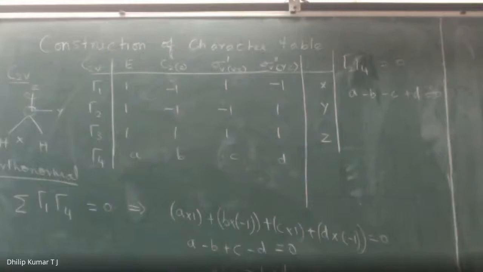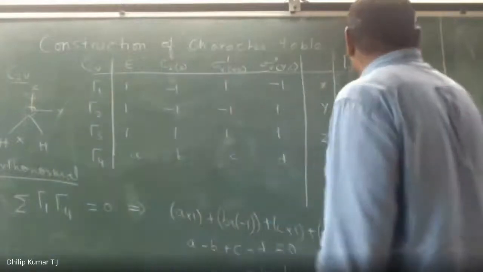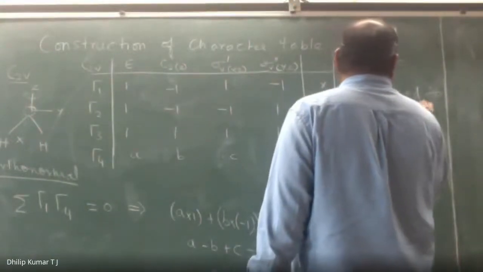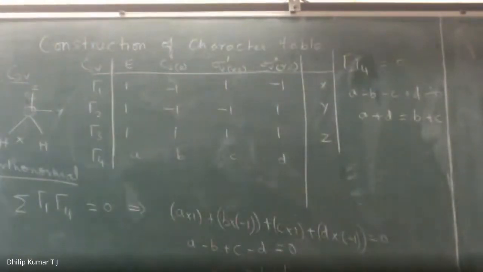Let me check. I'm just multiplying the wrong one. So gamma 2 and gamma 4 will be 0. So gamma 2 is minus B, minus C plus D equal to 0. So we can write this as, again, we're getting the same thing, right? Here also we're getting the same one. A plus D equal to B plus C. So this is different. A plus D equal to B plus C.